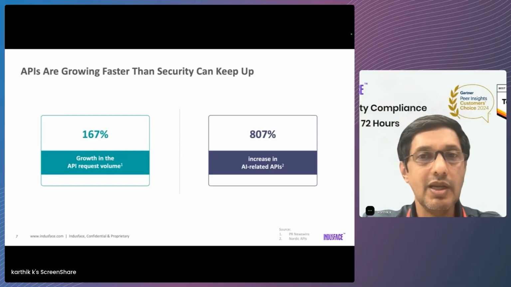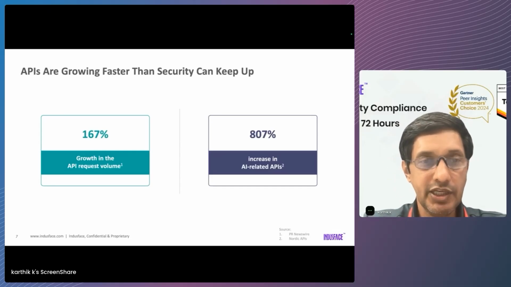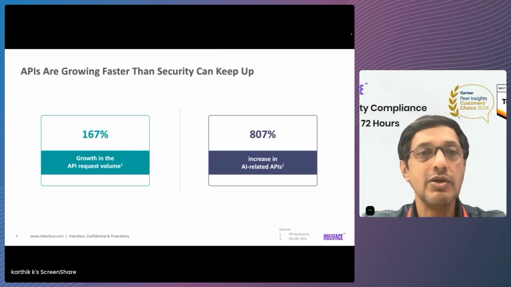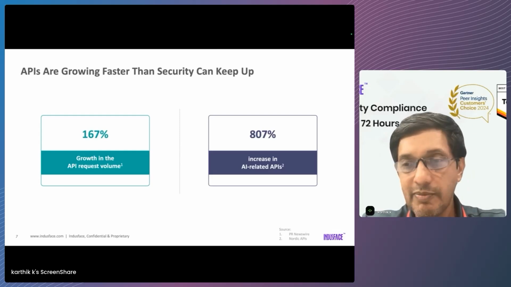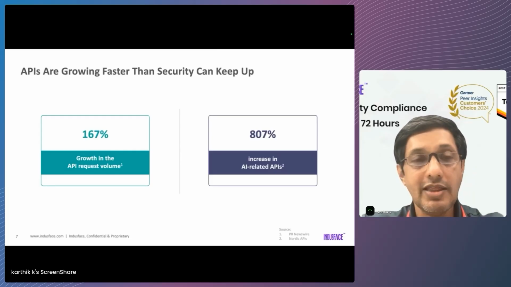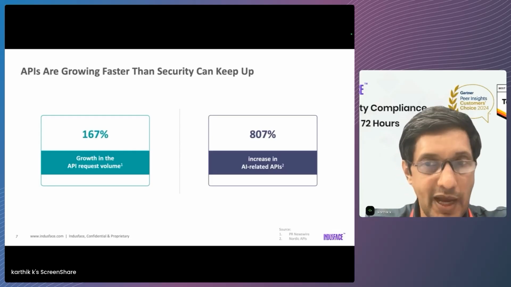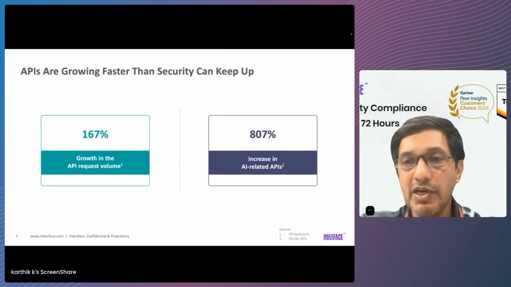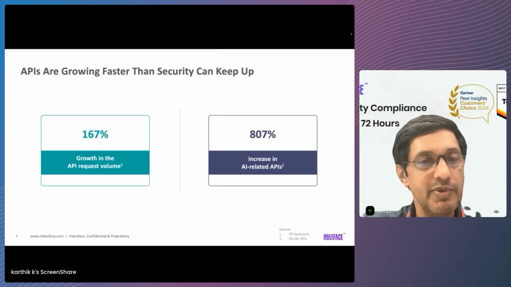As I'm sure most people know, even intuitively, even if they haven't read studies and data, APIs are growing fast. The increase in APIs is crazy. There was a study that says that growth in API requests is 160%, and this is 6 months back, 8 months back. Ditto for the other side of things, where there is an 800% increase in AI-related APIs.